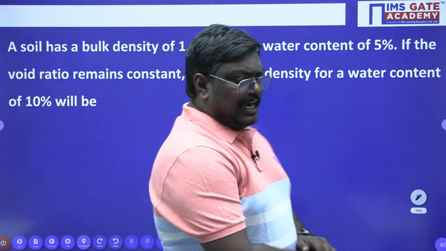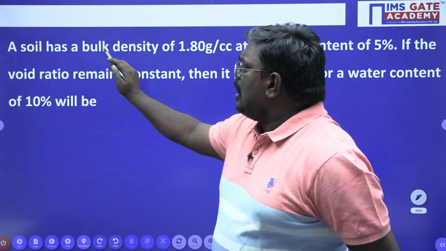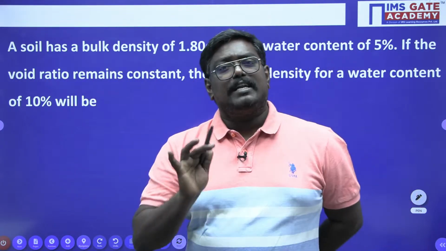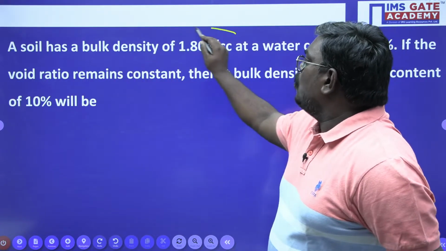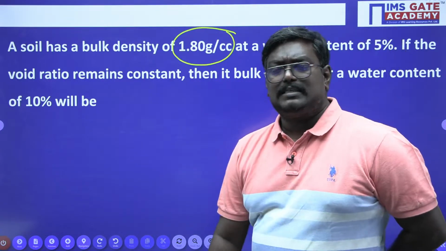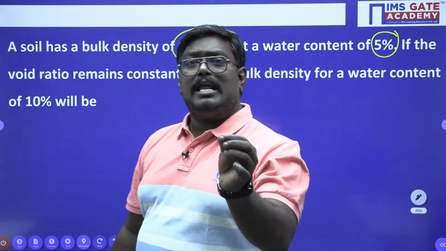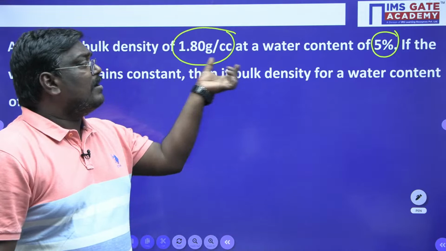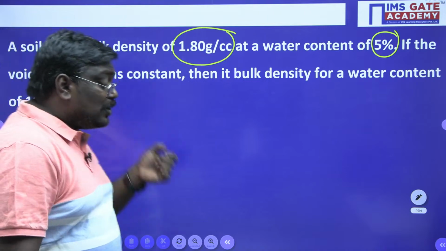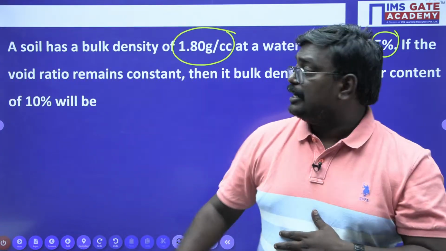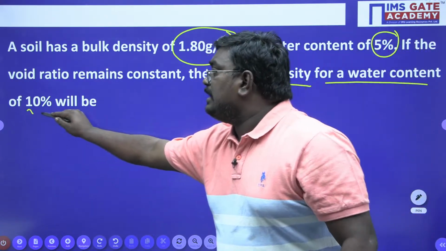Now, see students, this is a beautiful problem. The problem here is: a soil has a bulk density. So what is bulk density? The gamma value is given. A soil has a bulk density of 1.80 gram per cc at a water content of 5 percent. A soil is having a water content of 5 percent with a bulk density of 1.8. If the void ratio remains constant, then the bulk density for a water content of 10% will be?